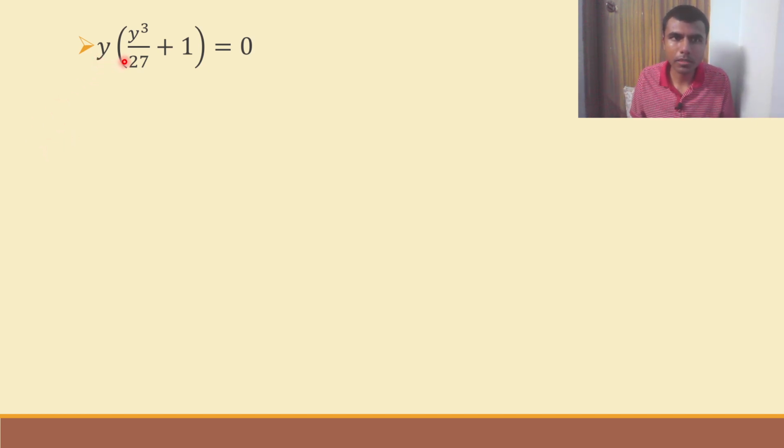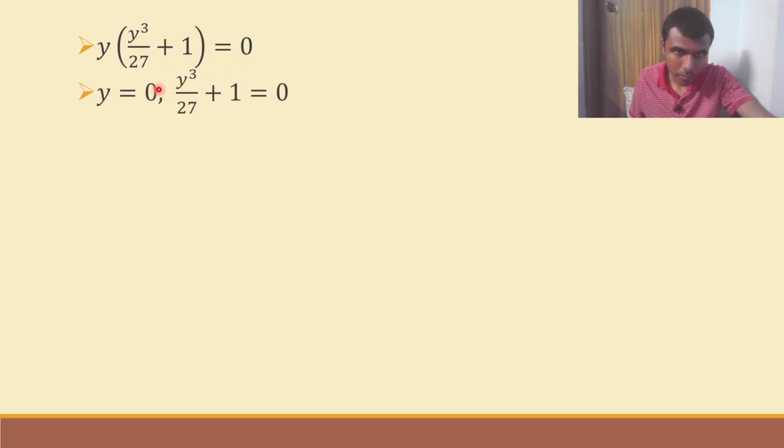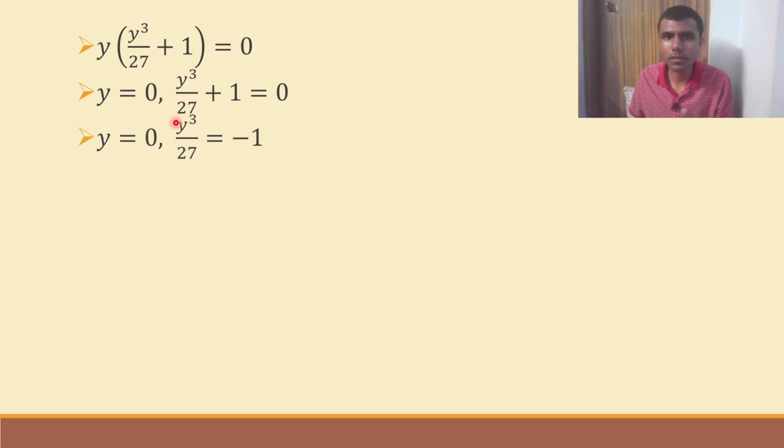Either y can be 0 or the term in the bracket can be 0. Two possibilities. Either y equal to 0 or y cube by 27 plus 1 equal to 0. Two cases. Now, let's just simplify this. This is already y equal to 0, right? So y equal to 0, comma y cube by 27 equal to minus 1. I just send this one to the RHS, so I get minus 1.